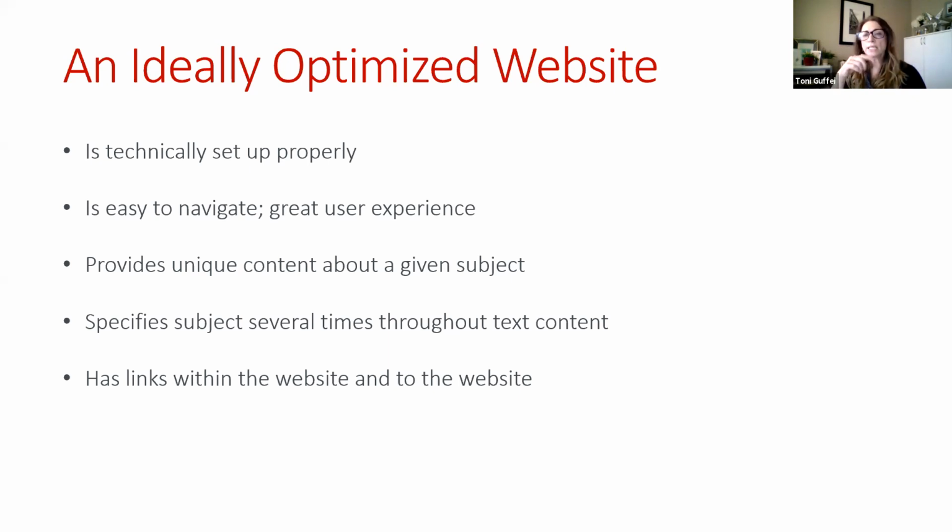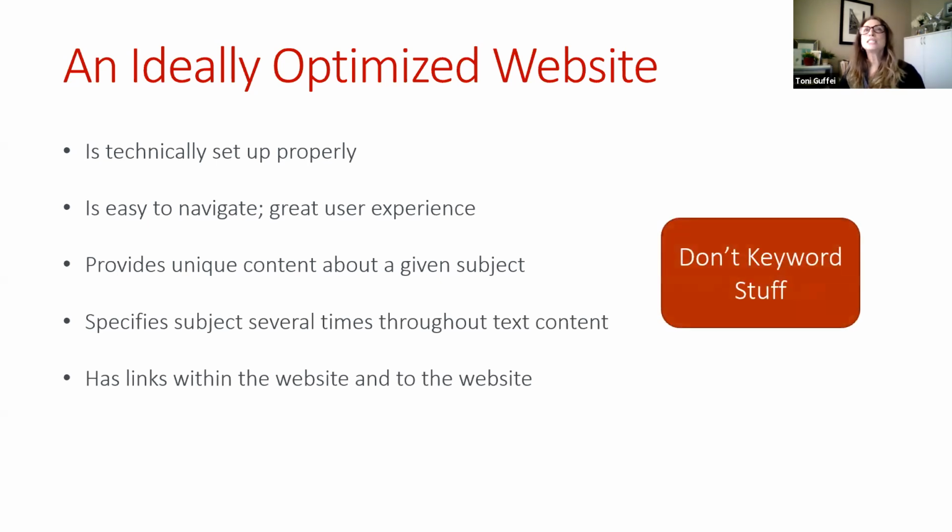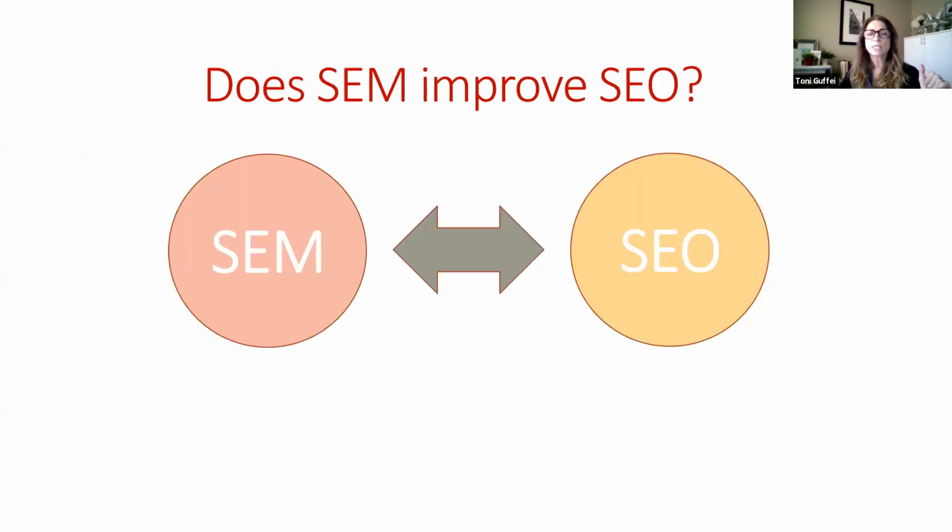So it is an algorithm within Google. The acronym is BERT, B-E-R-T, and I don't know what that stands for, but what it means is natural language should be used within your website. What I'm trying to say is, don't keyword stuff. Use keywords in a natural way in your website, and make sure that the website has links within the website and to the website as well. So those are some of the key things you need to know when optimizing a website.